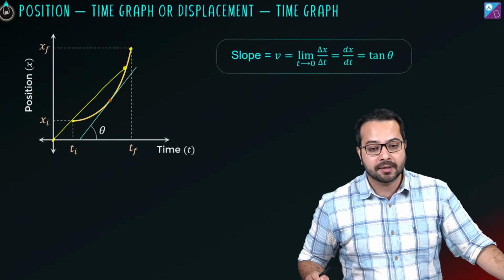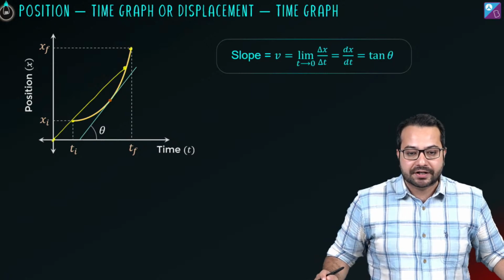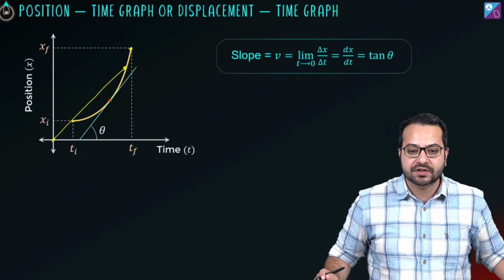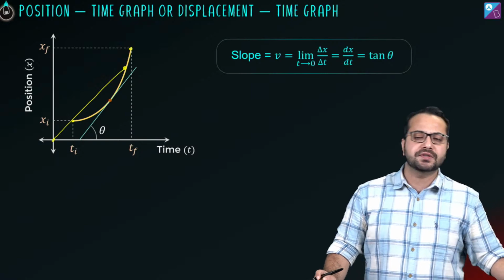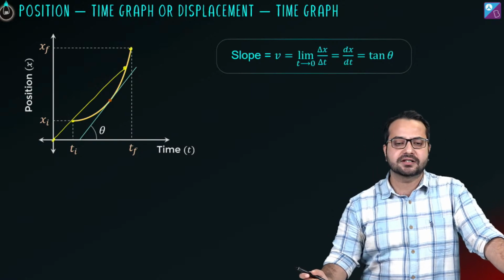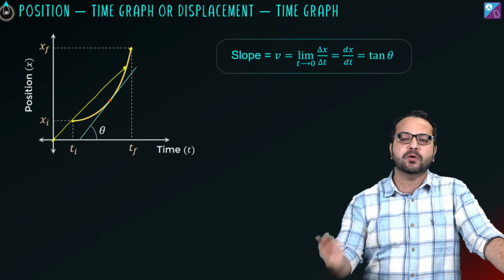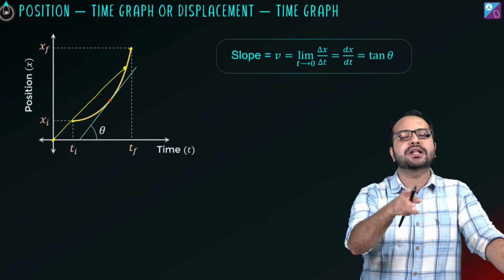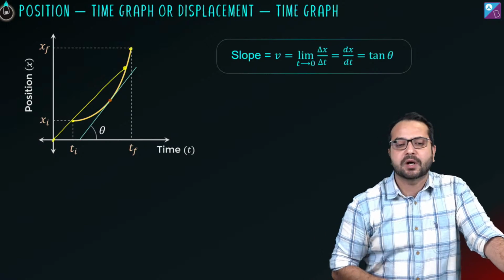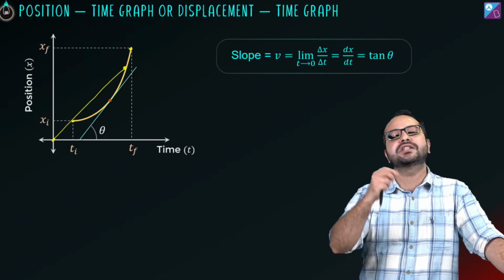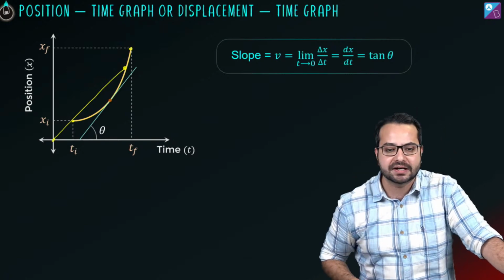Okay. All right. Swastika is saying, if initial position is not 0, then displacement is not equal to position. That is right, Swastika. There is no problem in that, but we are not comparing the position and displacement. Obviously, they are different things, but we are saying the change in position and the change in displacement, both are going to give us displacement.